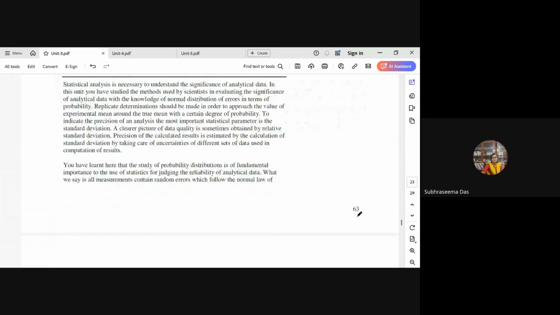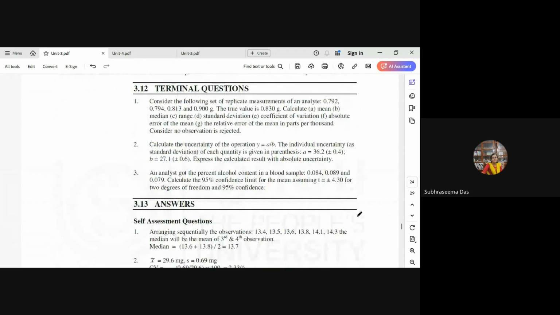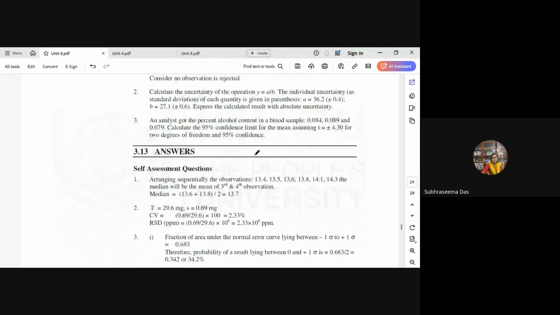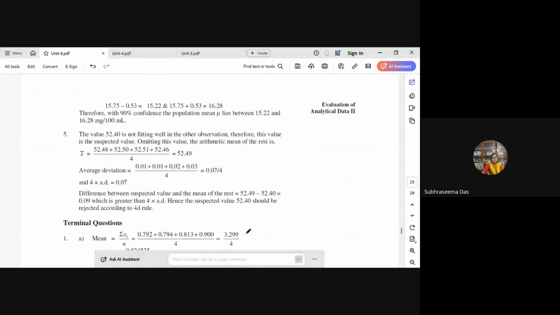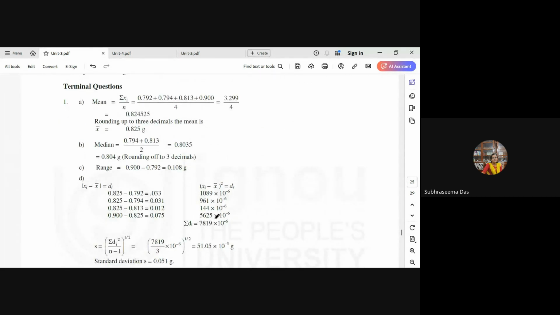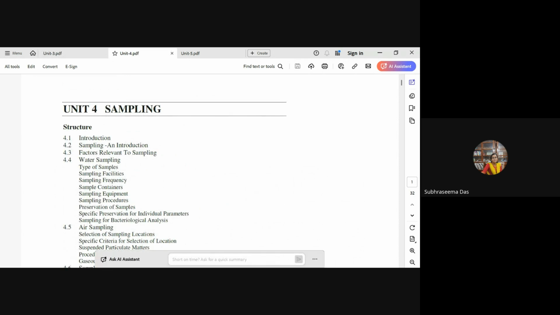So this is the summary of this unit. Some important questions about calculation of errors, variances and other things have been discussed here with examples. You can go through it and practice these numericals. Now coming to the next unit, in unit 4, we will be dealing with sampling.